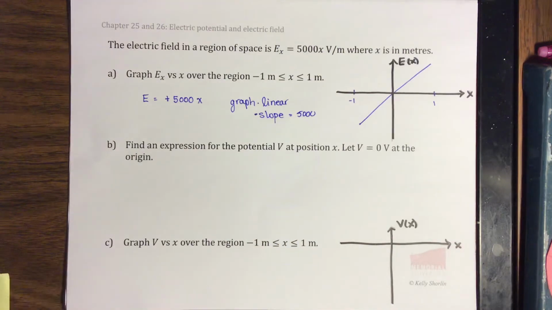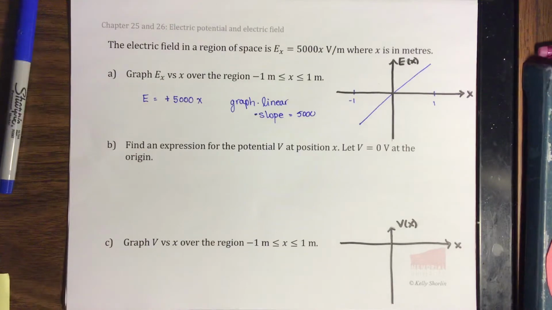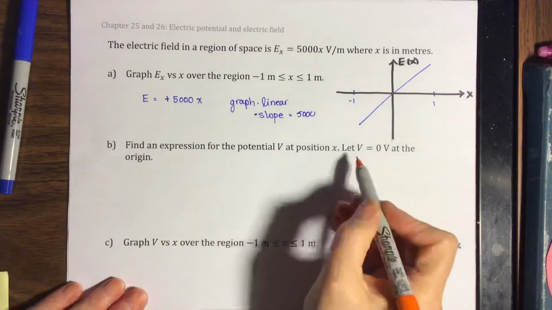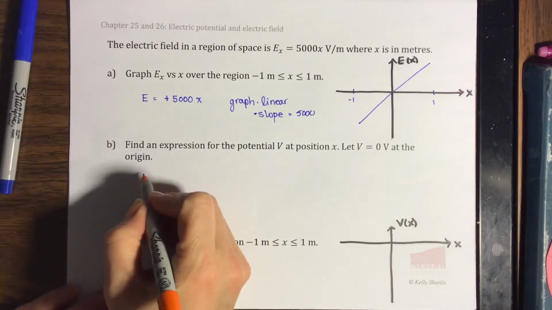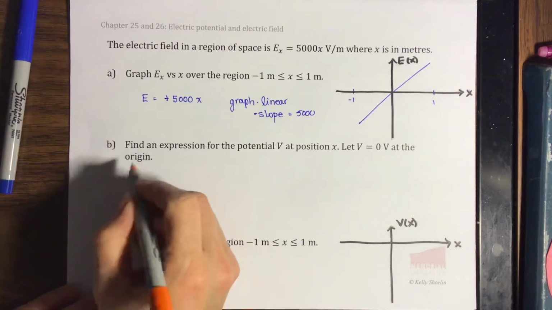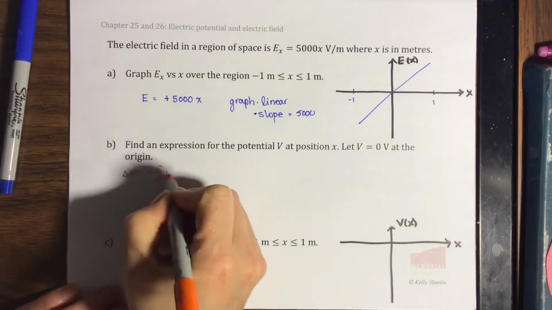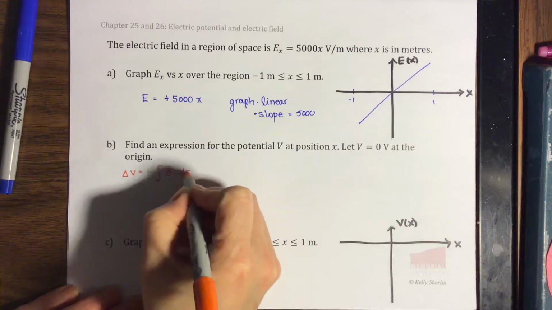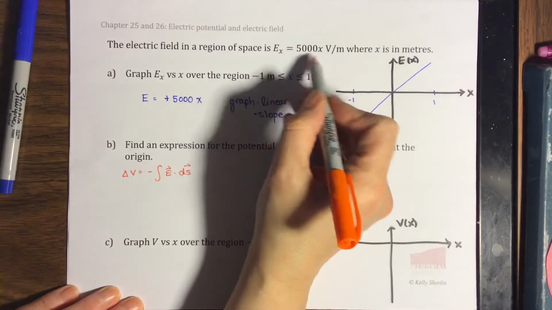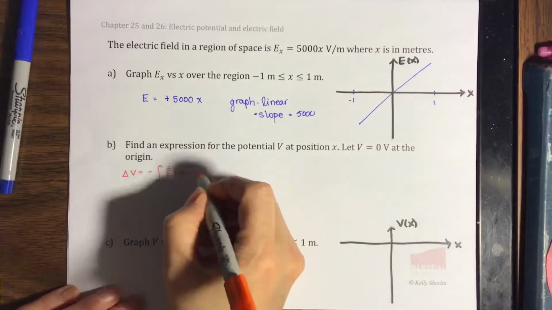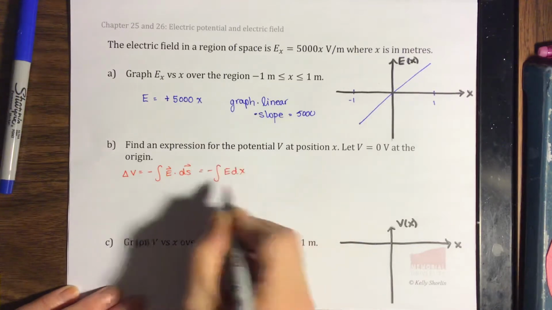Okay, part B. Find an expression for the potential V at position x. Let x equal 0 at the origin. So this last bit is giving us a reference point. Let's write down how electric potential and electric field are related. We know that delta V is minus the integral of E dot ds. So these are the parallel parts multiplied. This is the x coordinate, and this is an x position, so that's going to be the same as minus E dx. Those things are in the same direction.